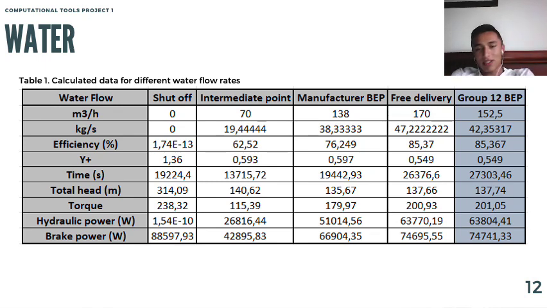In the efficiency, we could have an error because the free delivery has an efficiency higher than the other values, and this is incorrect because the best values need to be the BEP of the manufacturer and the BEP of my group. The BEP of my group is okay because it's a lower value than free delivery.